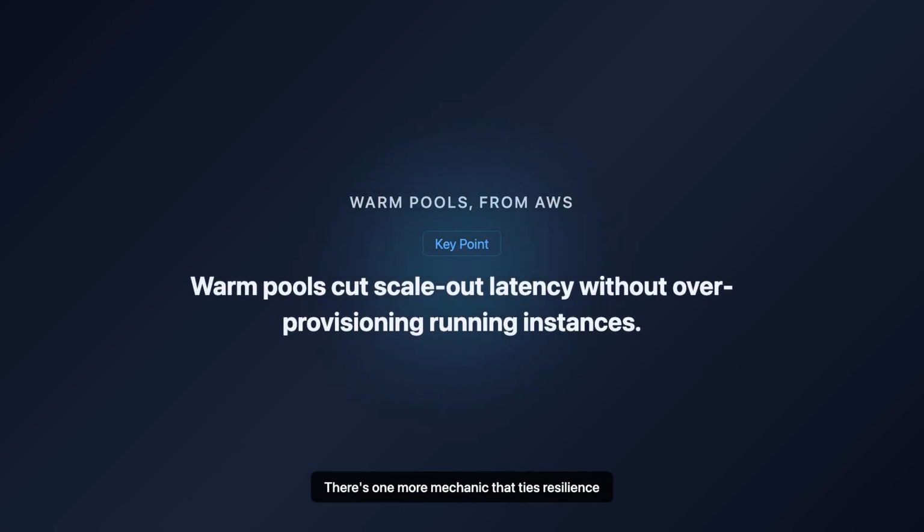There's one more mechanic that ties resilience and cost together, and it solves a problem the policies don't. Some instances take a long time to boot. They write huge amounts of data to disk, or run a lengthy bootstrap before they can serve traffic. When a scale-out fires, that boot time is dead weight. As Amazon Web Services puts it, a warm pool decreases latency for applications with exceptionally long boot times, and it means you no longer have to over-provision running instances just to hide that startup lag.